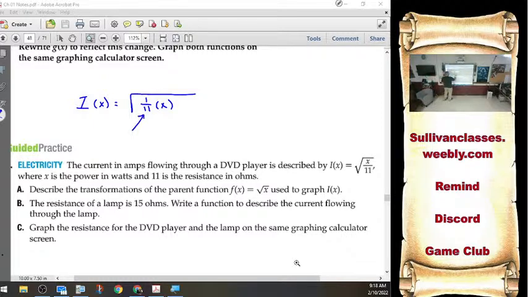So if this is in the B spot, that means, well, go back to your Holy Grail. 1/11th is less than 1. When B is less than 1, what does it do? Remember, B is bass-backwards. This is a horizontal stretch by the reciprocal, by 11.